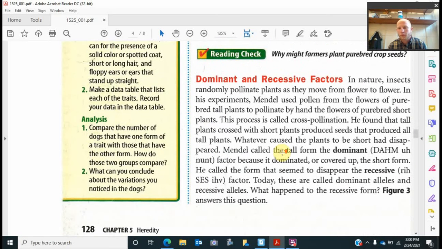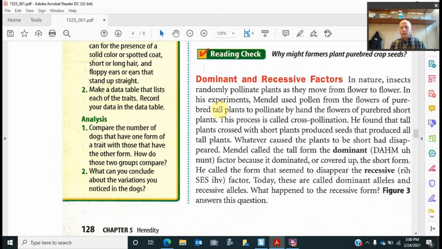Let's take a look down here. So it says, if I'm talking about this process, he cross-pollinated some of these plants. Mendel used pollen from flowers of purebred tall plants to pollinate by hand the flowers of purebred short plants. So he took a whole bunch of these tall pea plants over here, and a whole bunch of these short pea plants over here, and he made sure that they cross-pollinated.